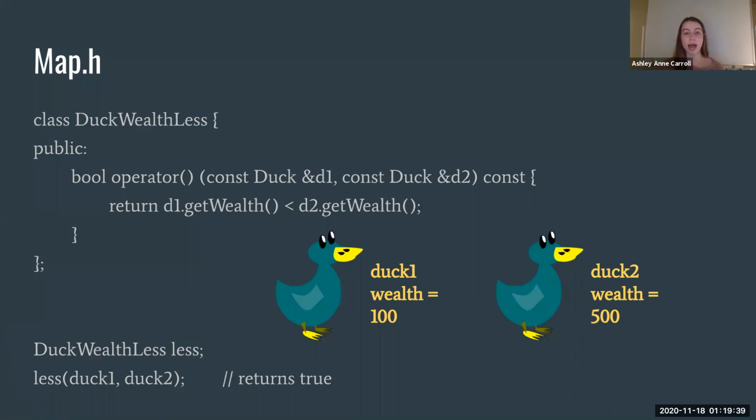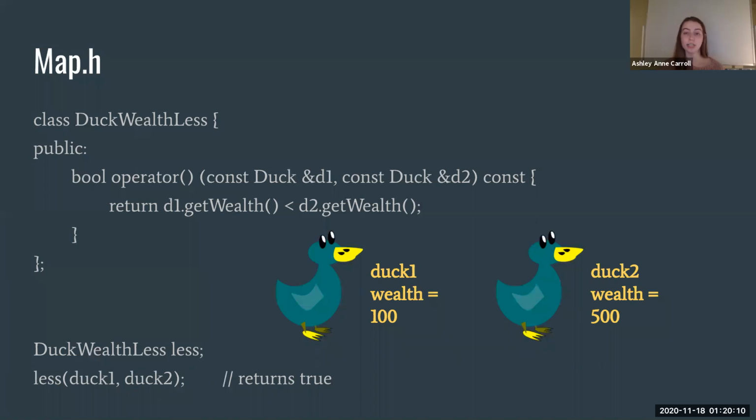When we're setting our map's key compare type to duck wealth less, we're telling our map, this is how we want keys to be sorted. Remember though, that our map is really just a binary search tree that stores key value pairs. If we want to implement this map using our binary search tree.h implementation, we need to write a comparator that can compare two pairs. This is why we have pair comp in our map.h file. We want our tree to see two pairs and compare them based solely on the key value.